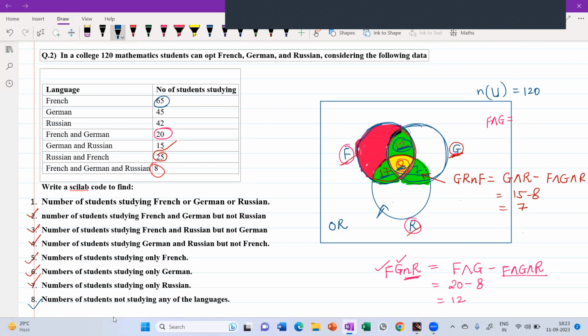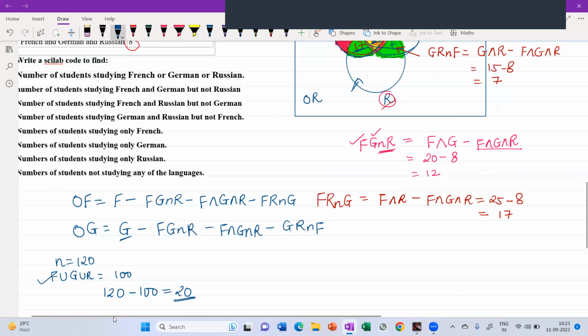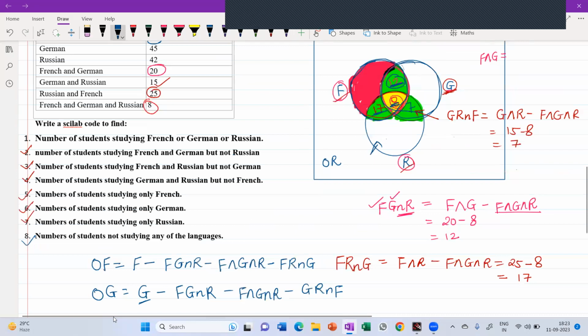And for these 3 circles, first we are going to fill the intersection of all the 3 sets, which was 8. Then we are going to fill the intersection of 2, the students who have taken only 2 languages and no third language. All right, so that we are going to find out. And then lastly, we are going to find out the students who have taken only 1 language. And how are we going to find out? The calculation is there on your screen.